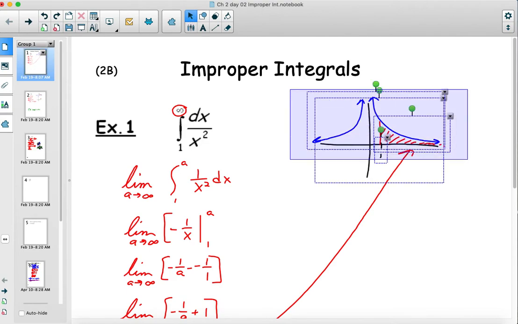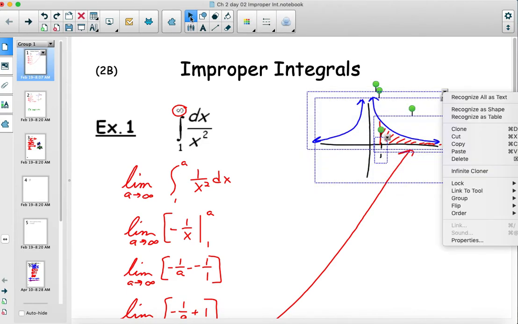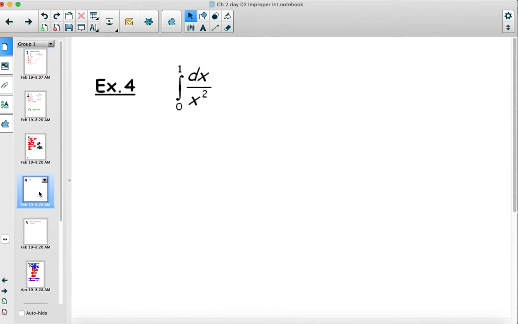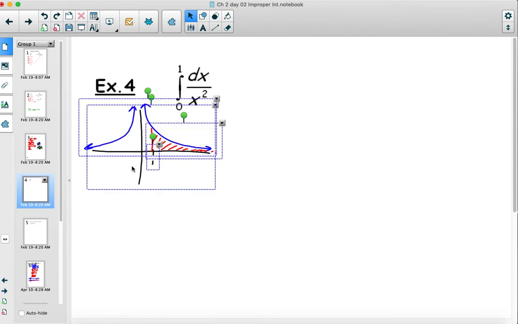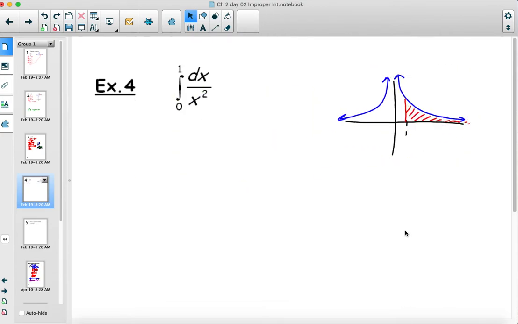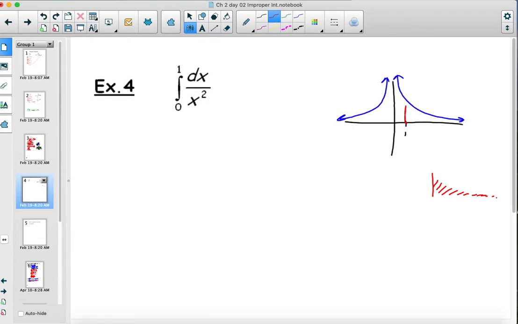So let's copy this. And let's paste that. Okay, so now instead of this red area, now we're looking at a different area. Now we're looking from 0 to 1. So now we're looking at all this. And you can see that that graph keeps going up and up and up, closer and closer to the positive y-axis. So how much is that area?